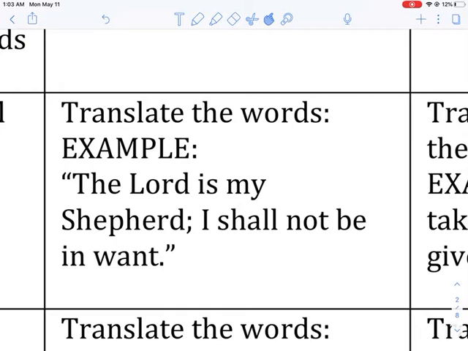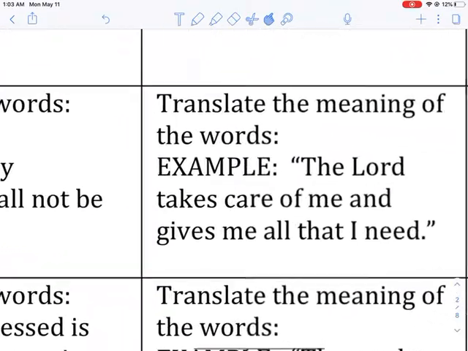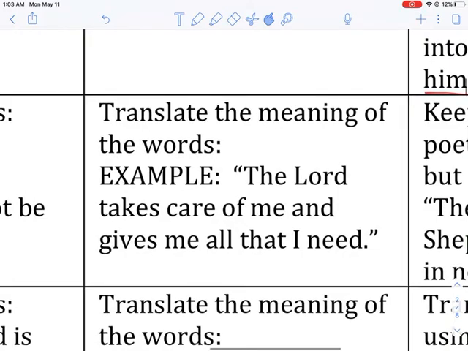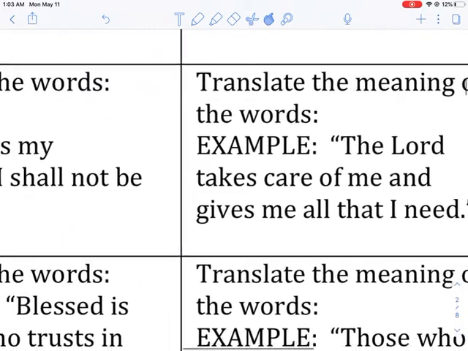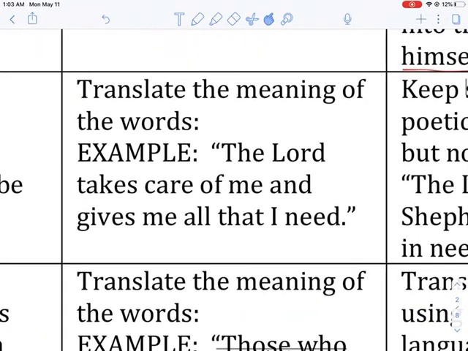And so, what does it mean when the psalmist says, "I shall not be in want"? Well, a dynamic translation might translate the meaning of the words. Again, dynamic translations translate the meaning. So instead of saying, "The Lord is my shepherd," I might say, "The Lord takes care of me," because that's what shepherds do. They take care of their sheep and give me all that I need. Oh, okay, it makes sense.